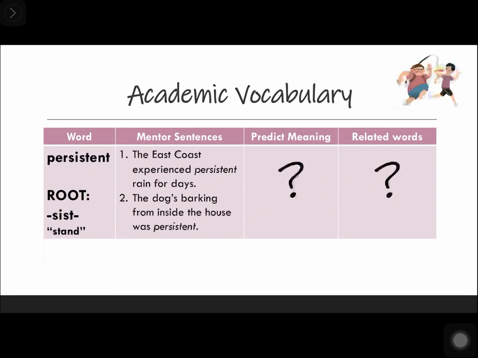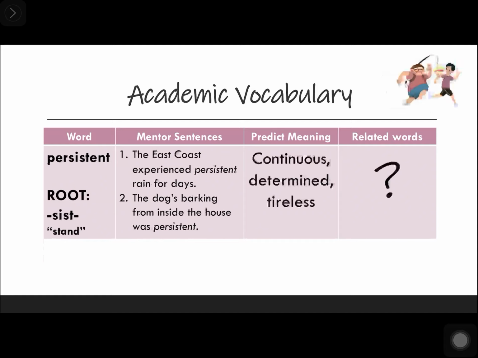Next word is persistent. It is also an adjective, which means it is a describing word. It has the root sist in it, which means to stand somehow. The East Coast experienced persistent rain for days. The dogs barking from inside the house was persistent. Go ahead and predict the meaning of that word.